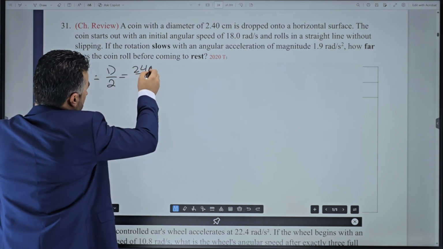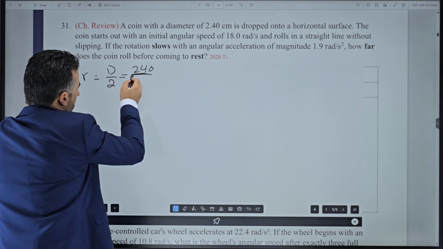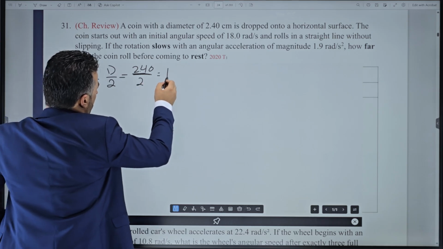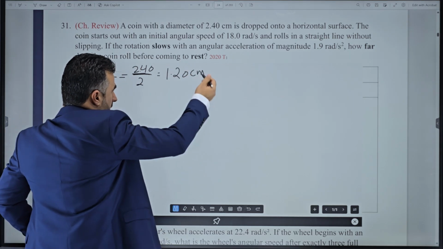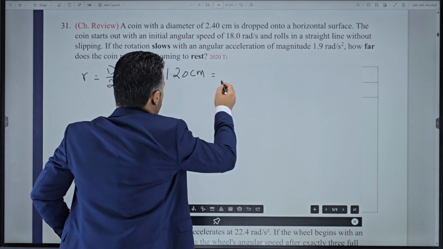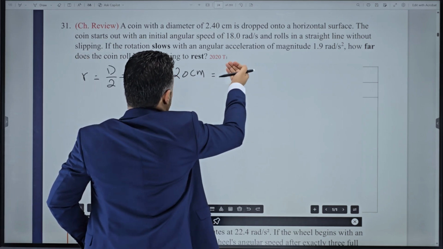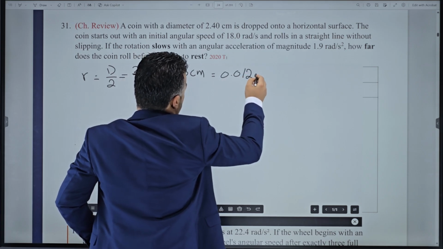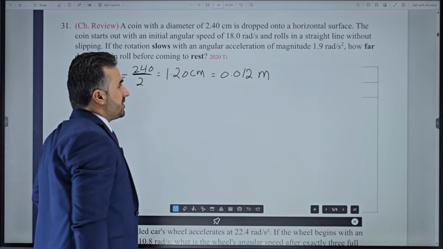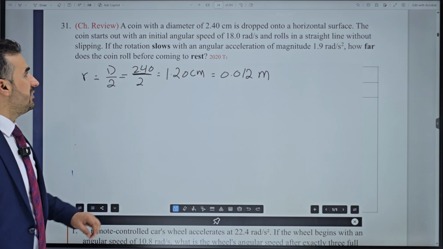So 240 divided by 2, that would be 120. But don't forget, this is in centimeter. How do you convert to meter? Divide by 100. Then the radius is equal to 1.2 meter. That is the radius. Okay, of course, you will need this.